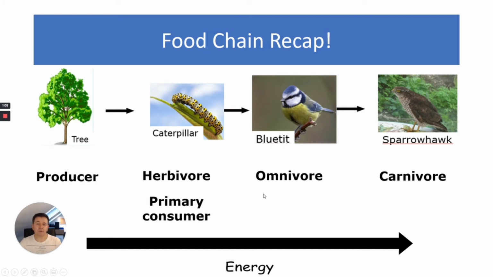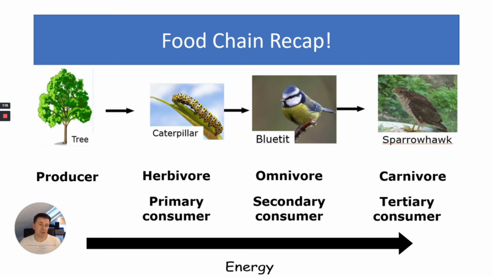So we can call the caterpillar a primary consumer because it's the first consumer of the plant. The secondary consumer consumes the caterpillar. And the tertiary consumer, which is the top carnivore in this case, is the sparrowhawk. And you'll notice that energy passes through the food chain. Not all of the energy will be transferred into biomass. Some of that will be wasted by undigested food and also things like respiration and movement.